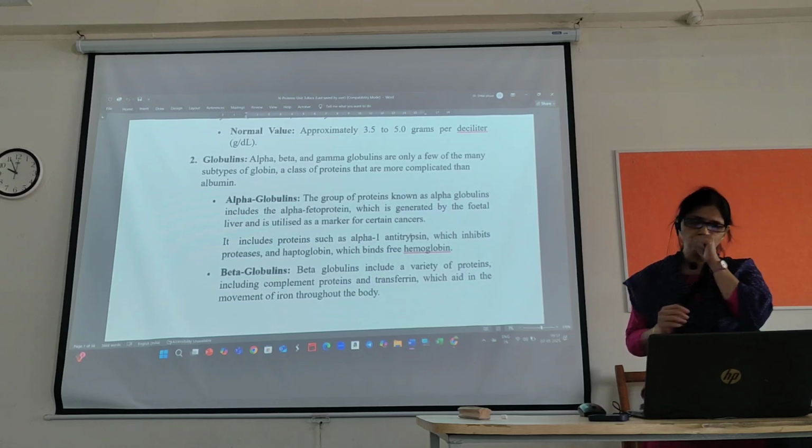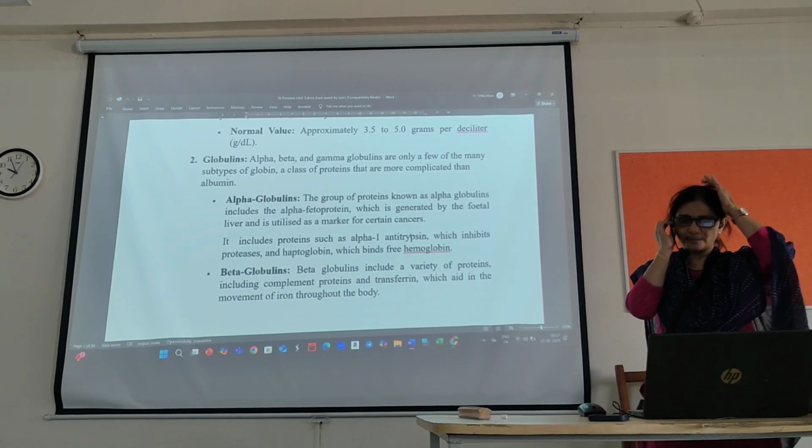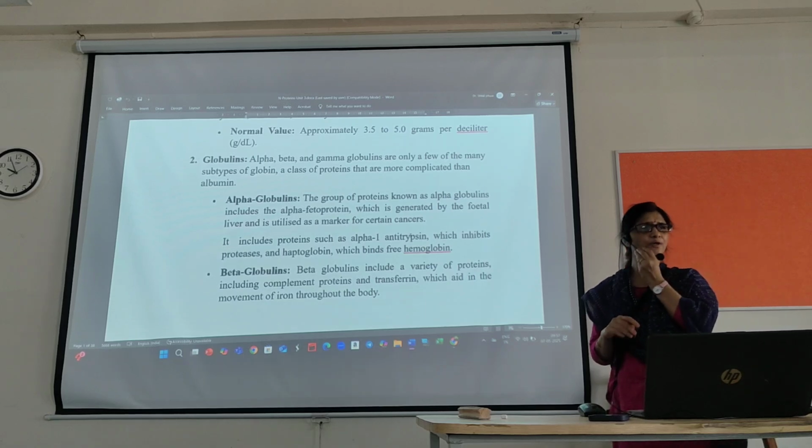And it is utilized as a marker for certain cancers.